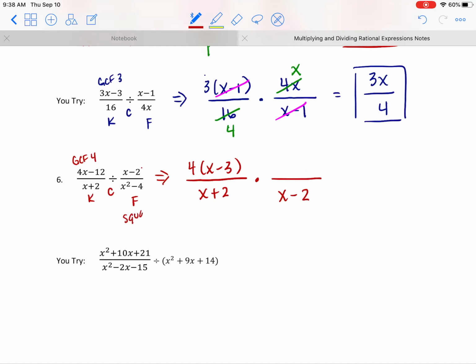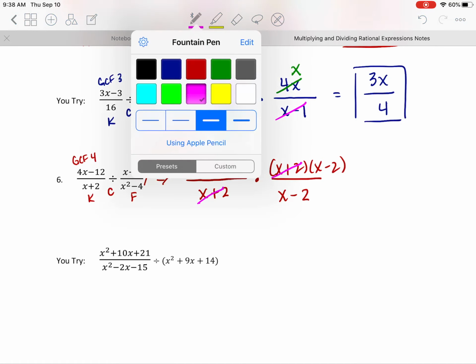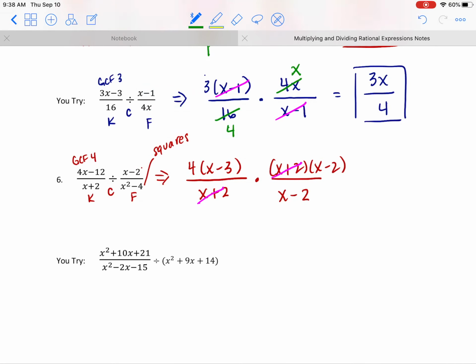So these are squares here. We're going to flip this, but these are squares. So this becomes x plus 2 and x minus 2. So now we can cross-reduce an x plus 2. And within this fraction, remember that's a legal move, we can reduce the x minus 2.